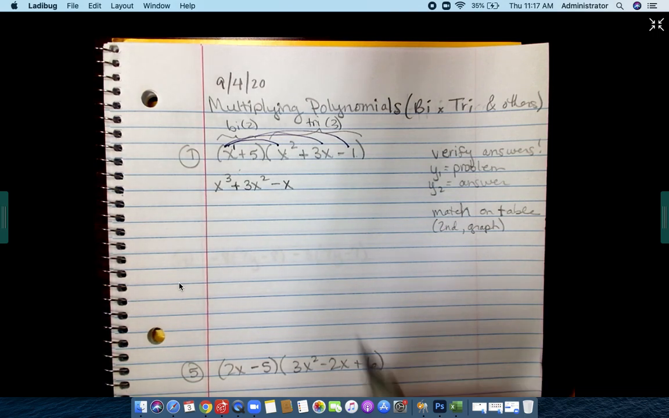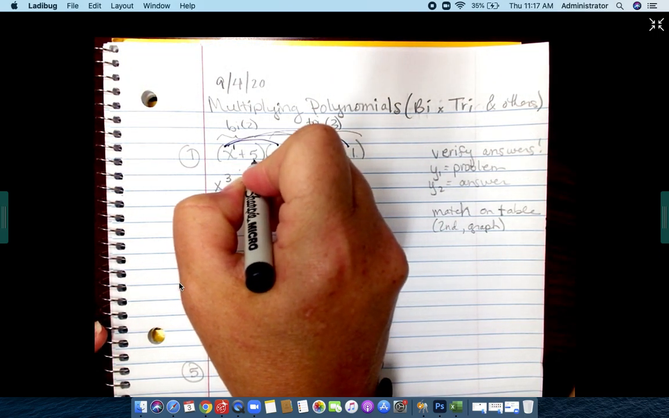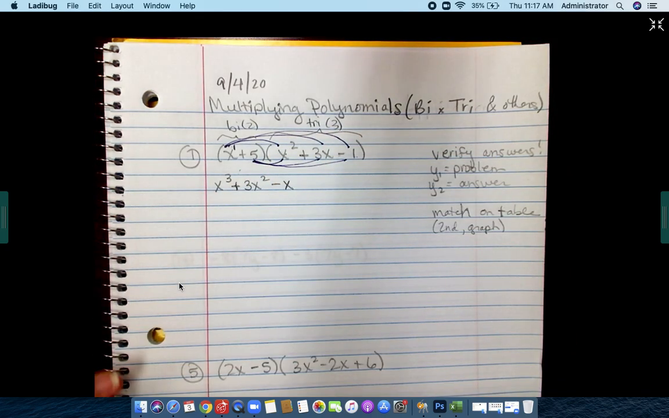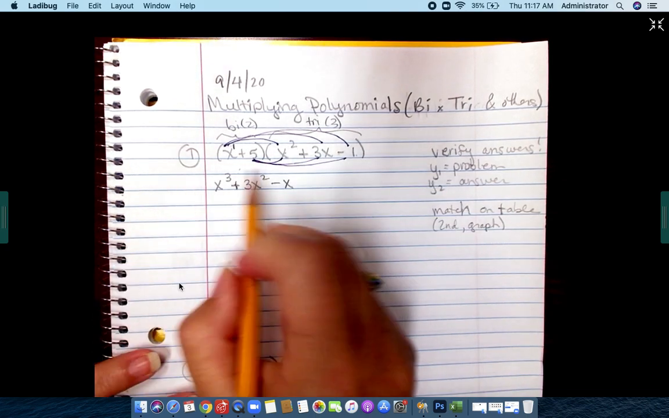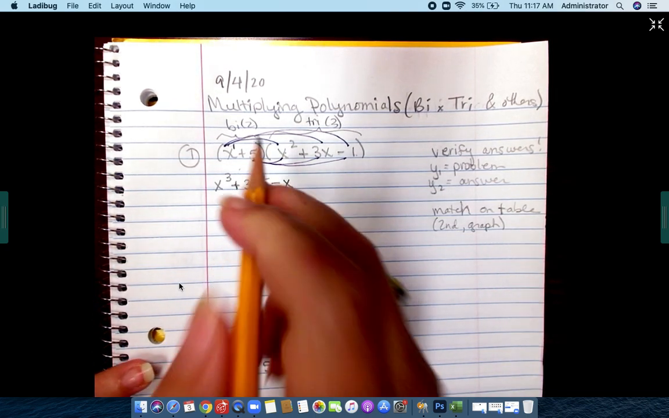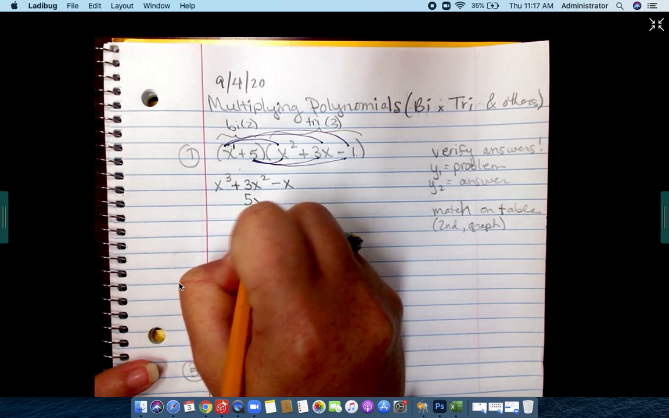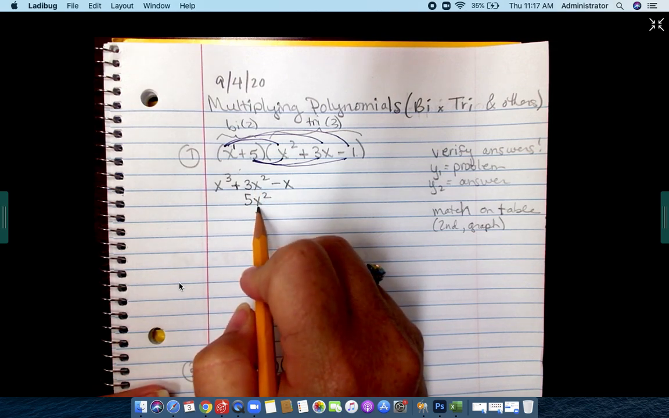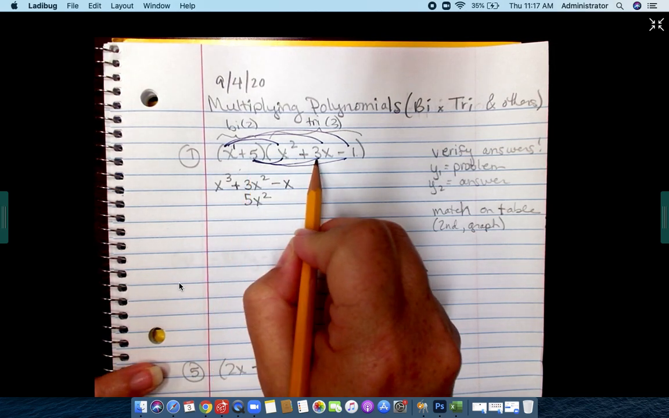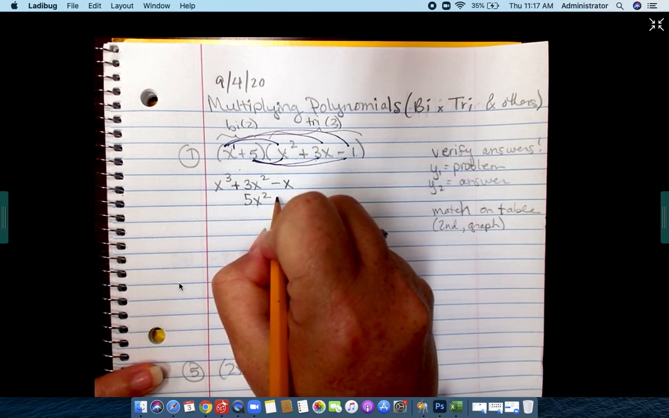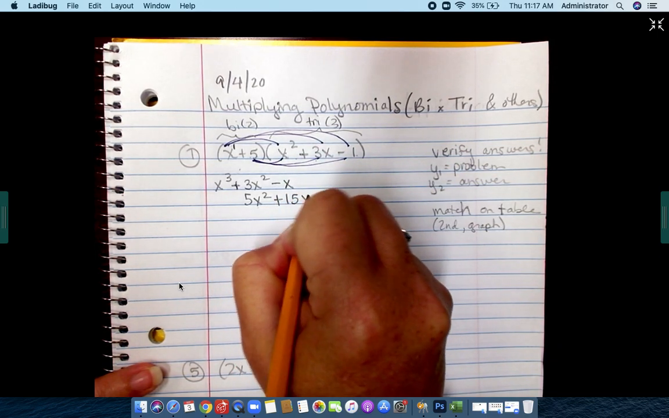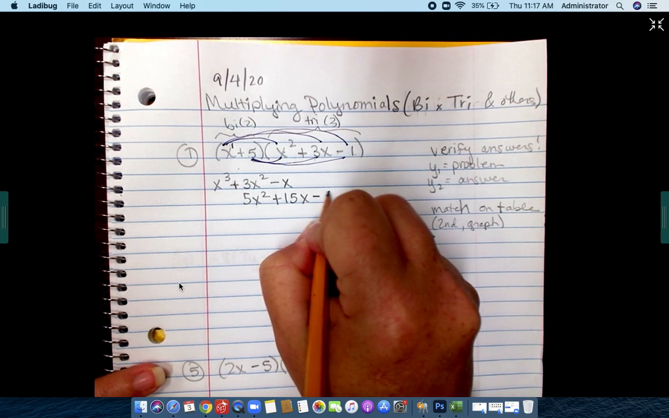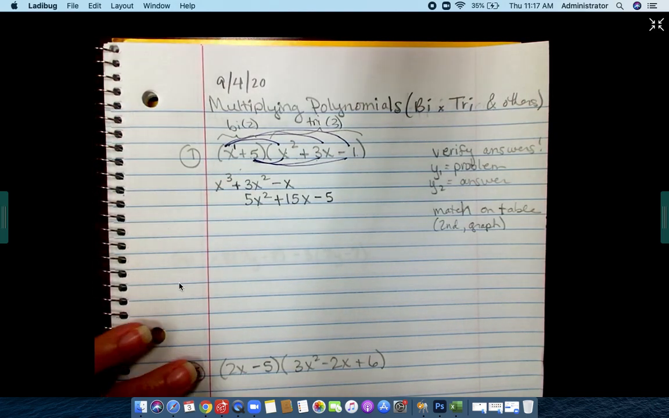Now I want to take my 5 and distribute it. So the second term in my binomial times all the terms in my trinomial. So 5 times x squared is 5x squared, but what I want you to see is that I'm going to go ahead and line it up under its like term. So if it's an x squared term, I'm going to find the other x squared term and put it underneath. 5 times 3x is 15x, and it's positive, so I'm going to put plus 15x. And then 5 times negative 1 is negative 5. So at this point, I am done distributing.